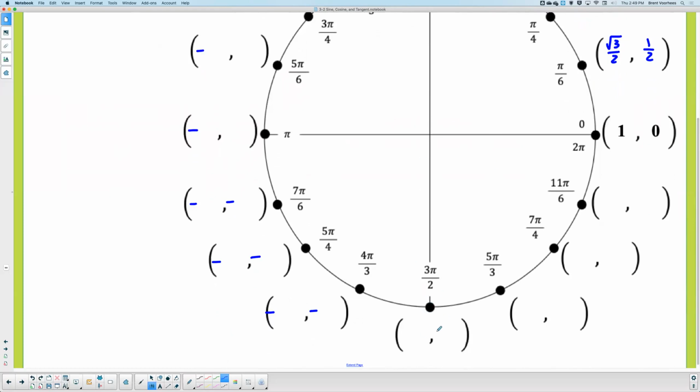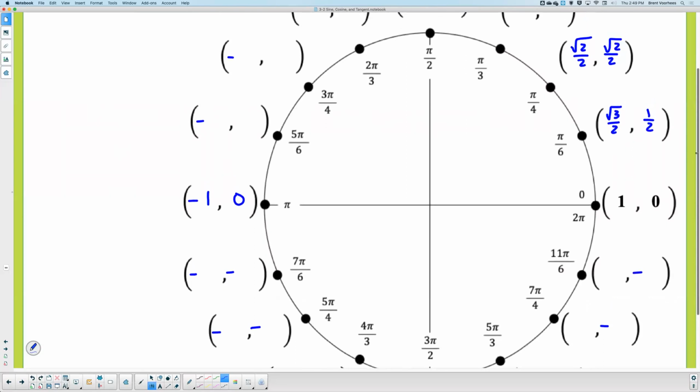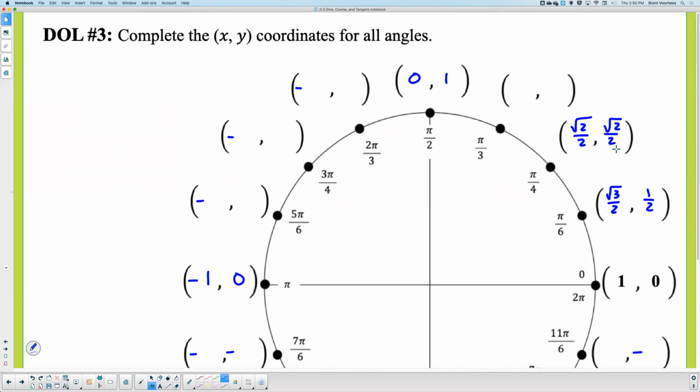And then when you get here, let's go ahead and fill in this point. What would the coordinates be for this point? 0, -1. And what's pi going to be? -1, 0. Okay. When you get over here, it's just going to be y's that are negative. Y is negative here. Yeah, y's are negative when you're down low. X's are negative on the left. You can go ahead and fill in the rest there. I'll give you a moment to work on that.